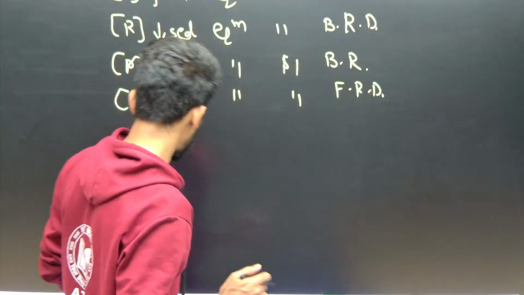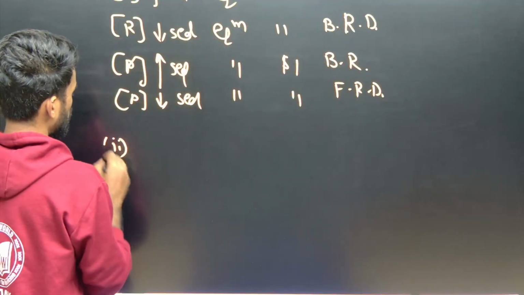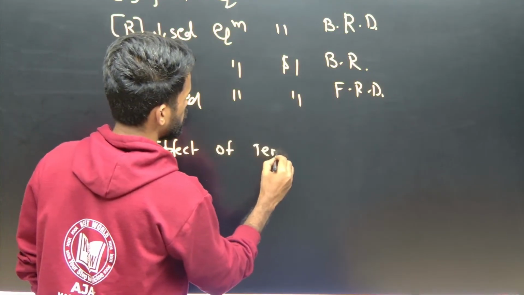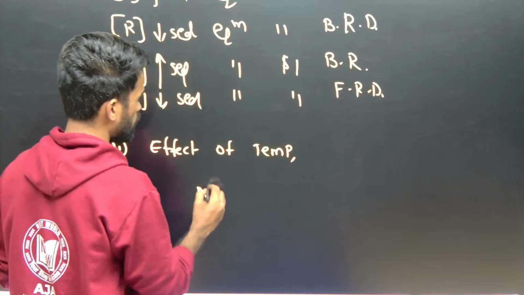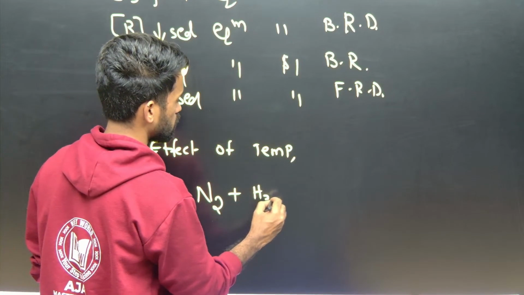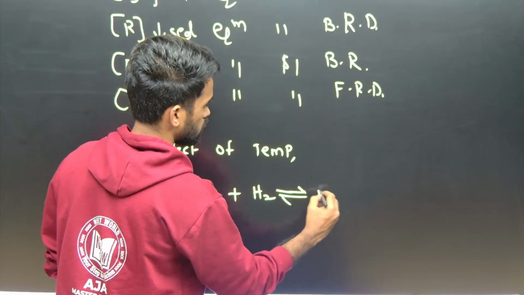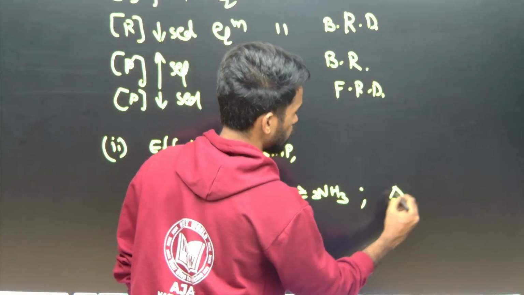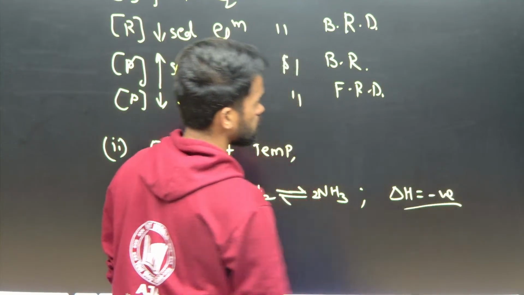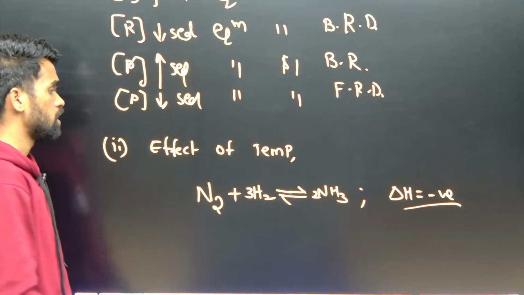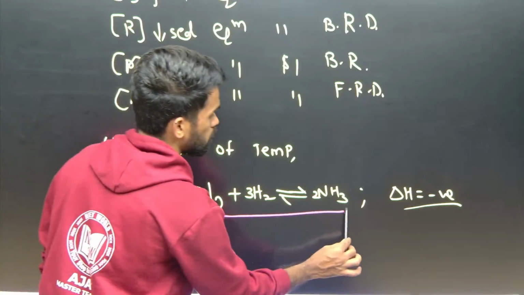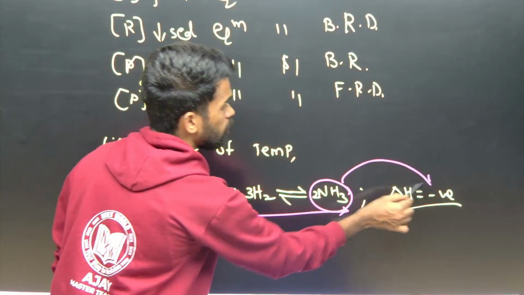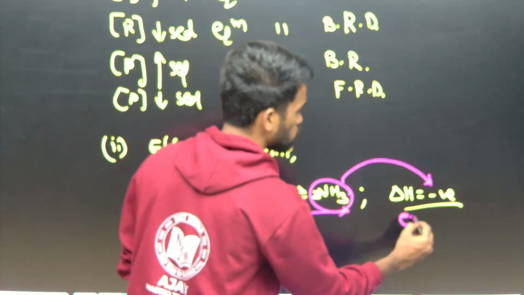Okay, and the next, second thing, effect of temperature. For example, I am giving you the formation of ammonia in Haber's process. Okay, so this is an exothermic process. What I am saying, this is an exothermic process. It means heat is released during the reaction. So it means the formation of ammonia is favored by releasing of heat.